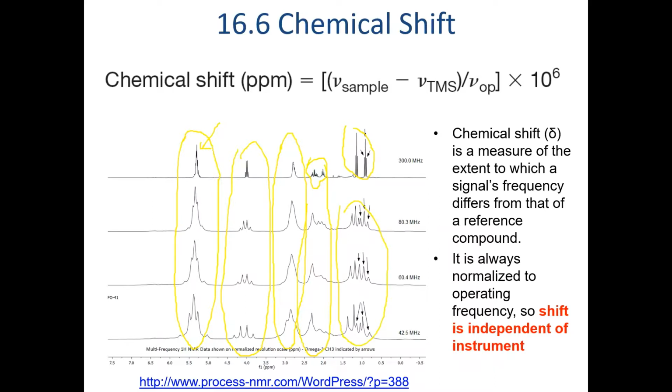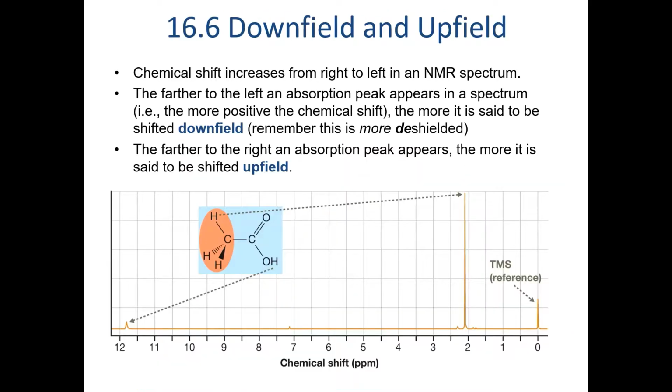So because we normalize this way as parts per million, it does not matter what instrument we have, the shift is always going to be the same. We have some language that we always use when we talk about shift. That shift is always going to be referenced to a TMS, tetramethylsilane, reference peak in the NMR spectrum. So that should show up at 0.